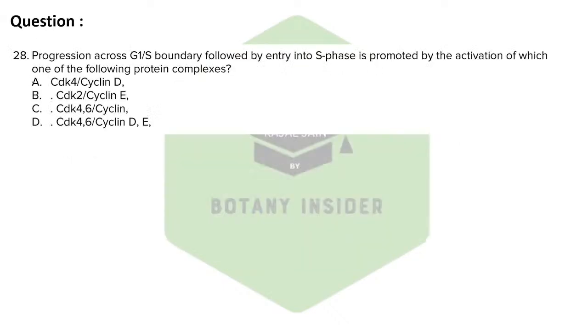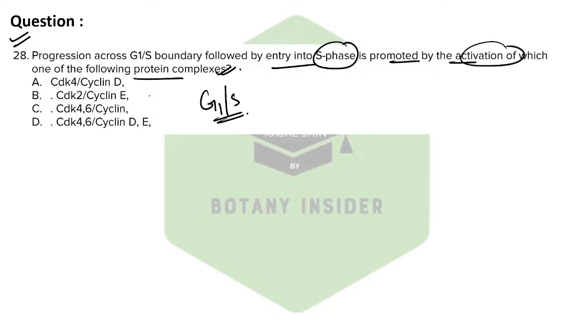Next question, let's see. The question is progression from G1 to S boundary. When we learn about the cell cycle, you have various transitions, right? So progression from G1 to S boundary followed by the entry into the S phase is promoted by the activation of which of the following protein complexes. First one is CDK4 cyclin D, then CDK2 cyclin E, then CDK4 6 and cyclin, fourth is CDK4 6 and cyclin D and E both.